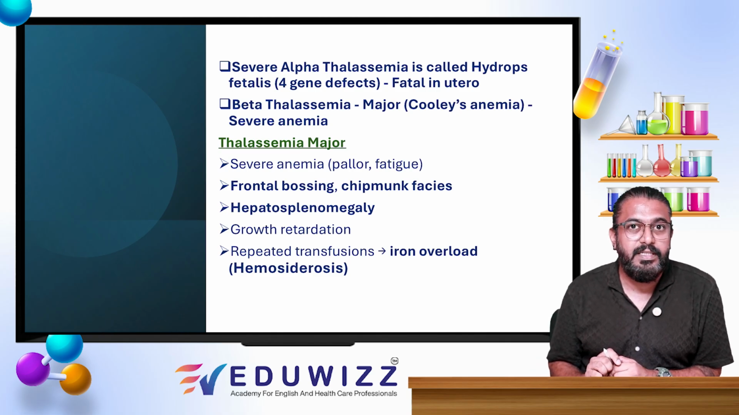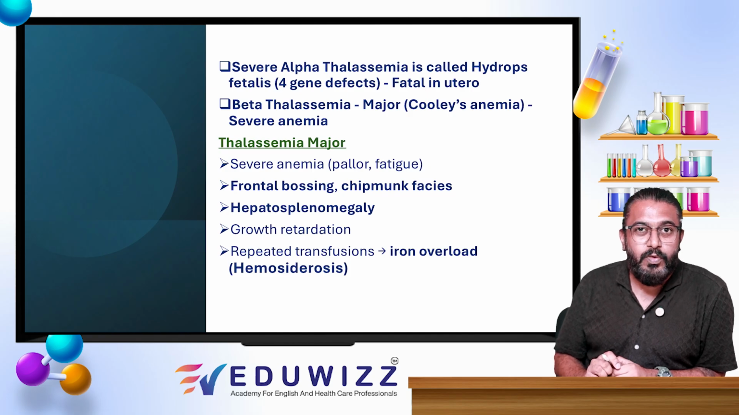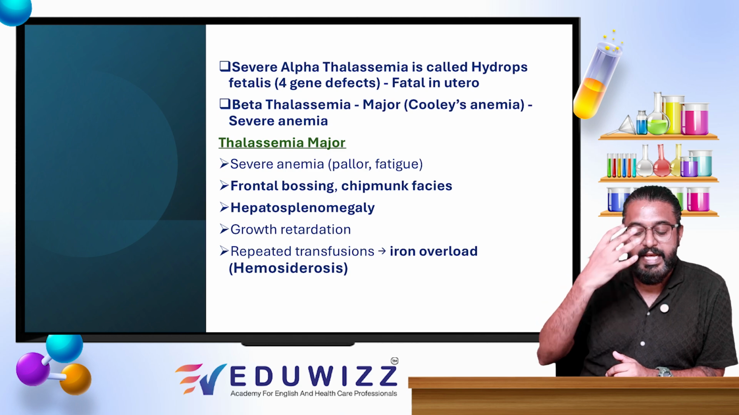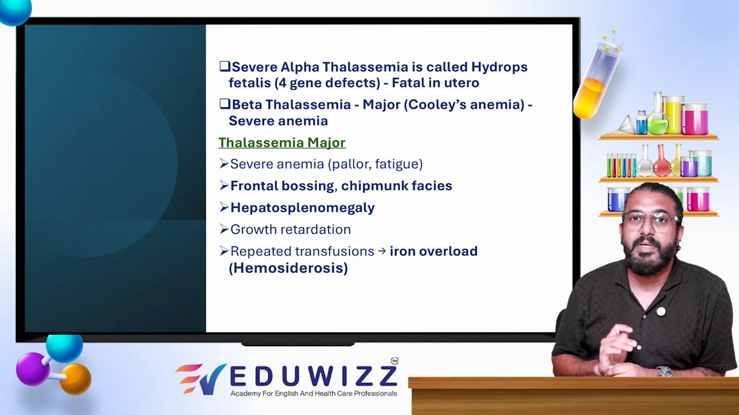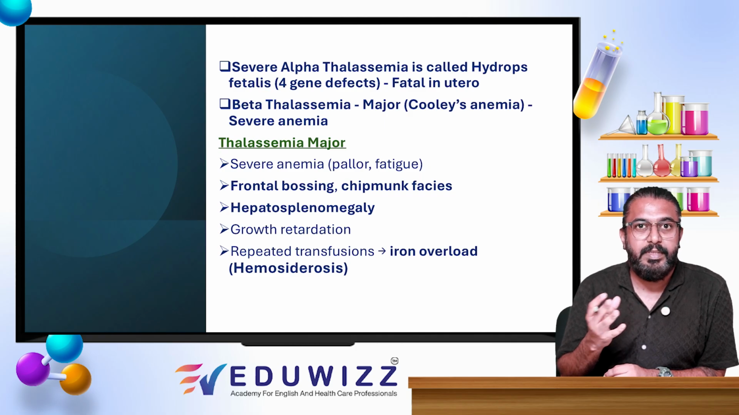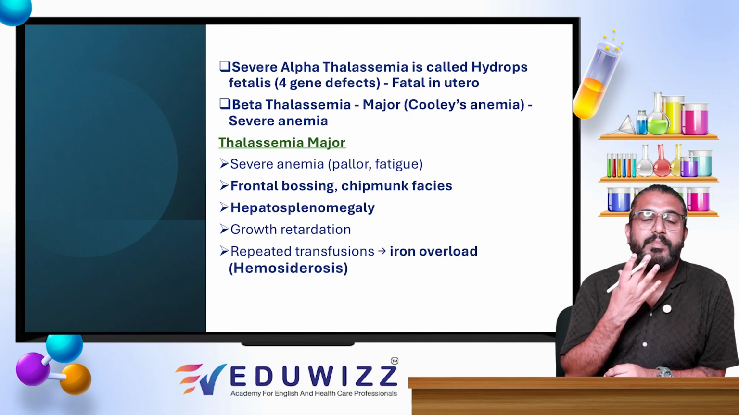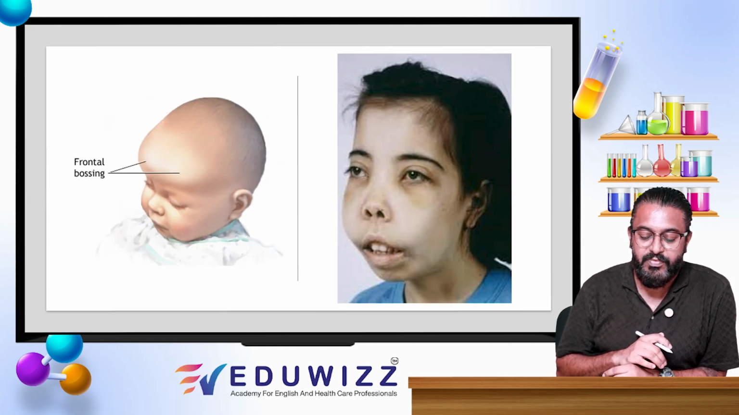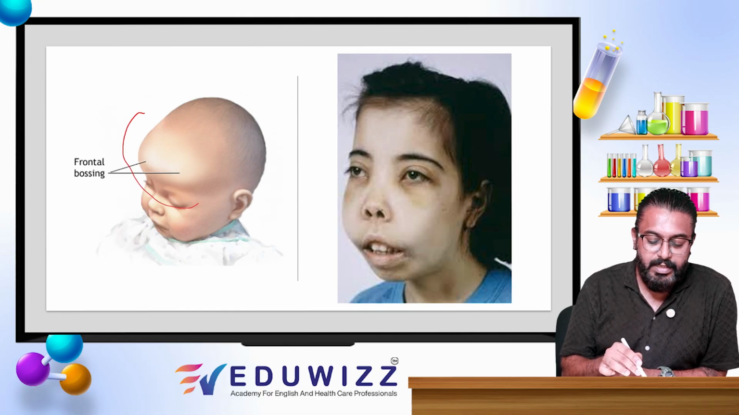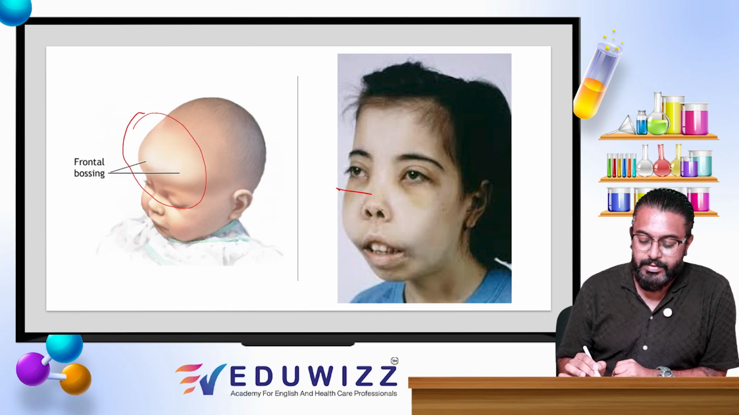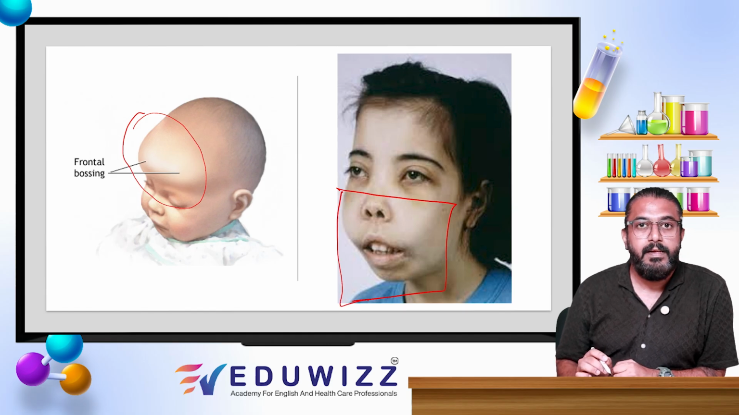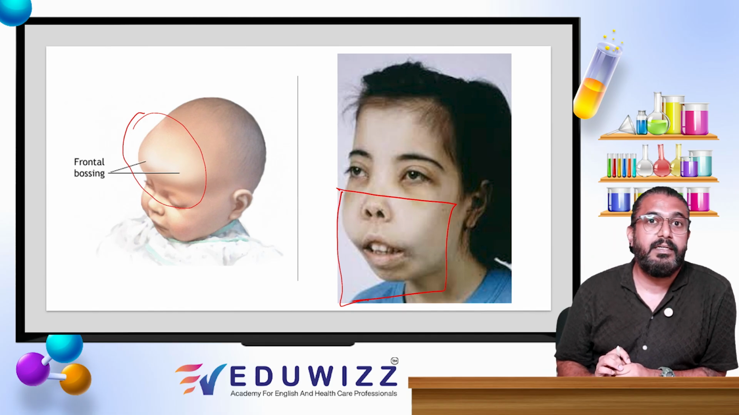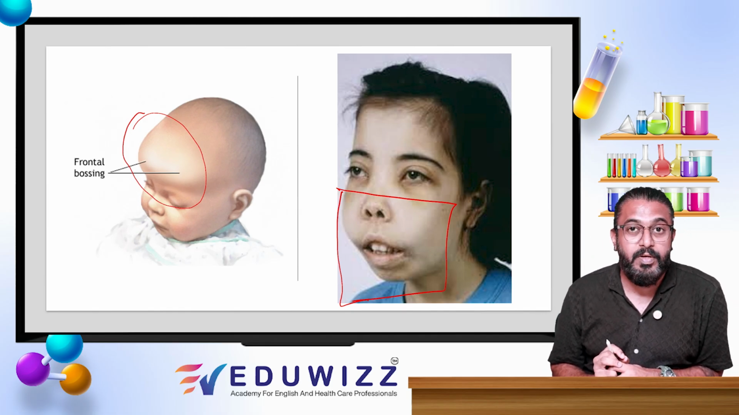Characteristic features in thalassemia major: one is frontal bossing, where the frontal bone will be prominent. The second is chipmunk faces. A chipmunk is an animal, and the face appearance will resemble the face of a chipmunk. That's why it is called chipmunk faces. So this is frontal bossing, and this is known as chipmunk faces. These are the two characteristic features of thalassemia major.